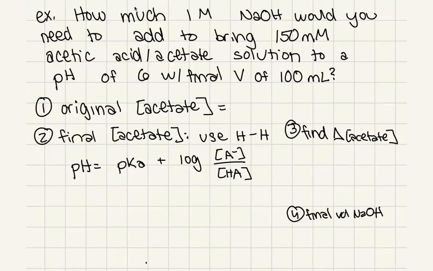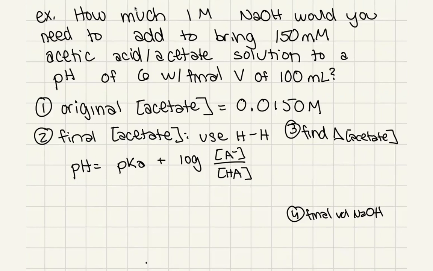So let's start with our original concentration of acetate. We found out before that this was 0.0150 molar. And again, you can go back to previous slides where we went over that, or you could always just use your pKa equation. Now we're going to find the final concentration of acetate. To do this, we're going to use Henderson-Hasselbalch because remember, we're adjusting the pH.